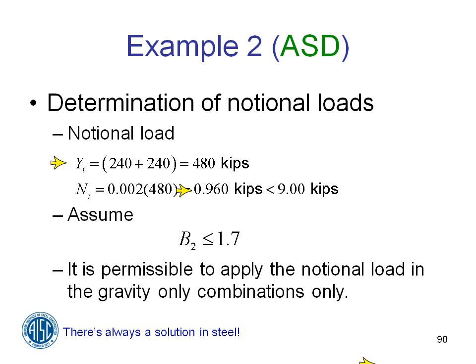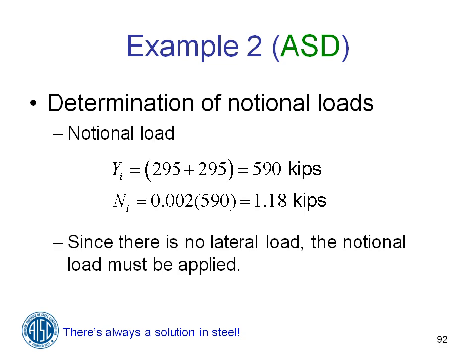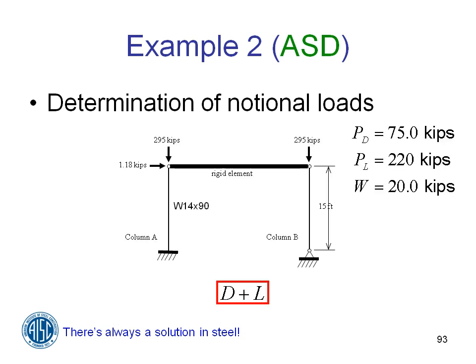Now, if B2 is less than 1.7, we don't even have to worry about the notional load, because it only has to be applied in the gravity-only load combination. So you see these notional loads are very small. Now if we go to the gravity-only load combination, you see now our gravity loads are 295 kips, and our notional load is 1.18 kips. And so our analysis would have to account for that.